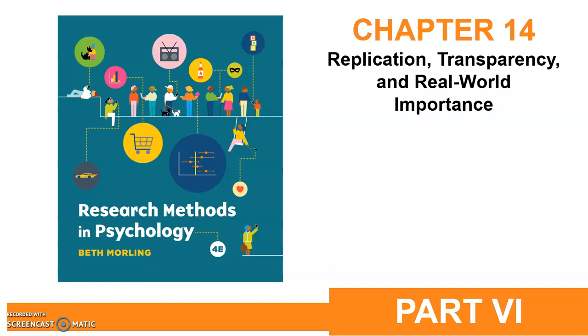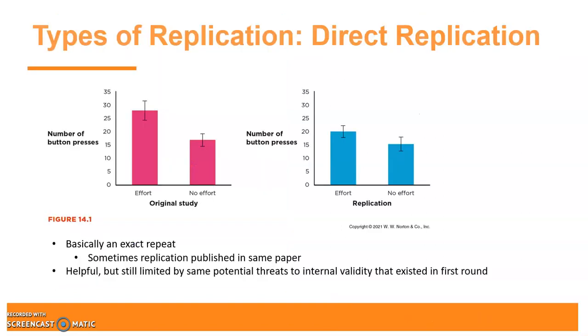Okay, last chapter, chapter 14, replication, transparency, and real-world importance. So there are a few different types of replication. We'll discuss that first. One is just direct replication. This is just where a study is basically repeated exactly the same, as closely matched as possible to the original.